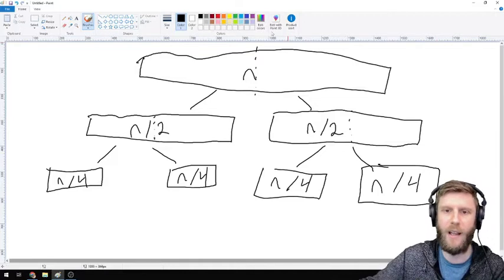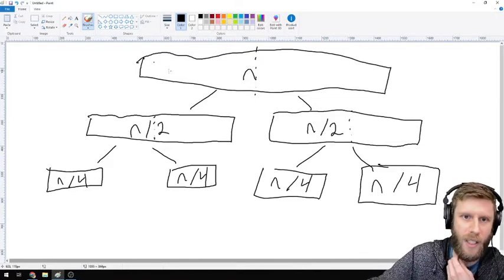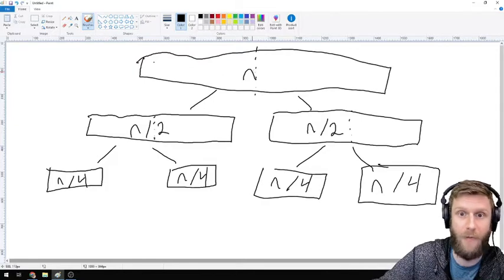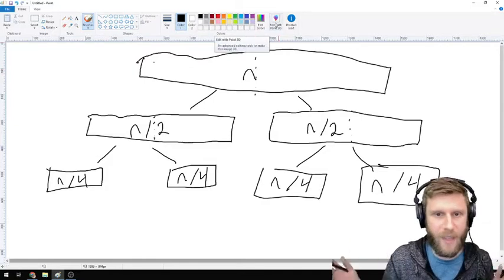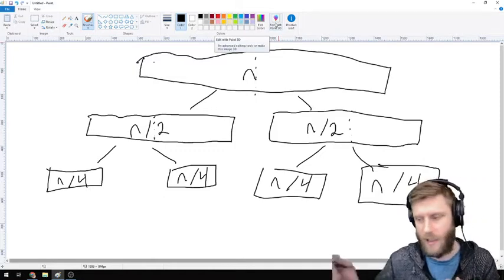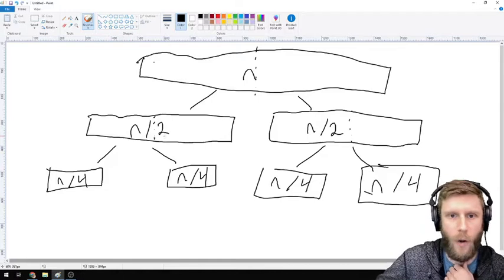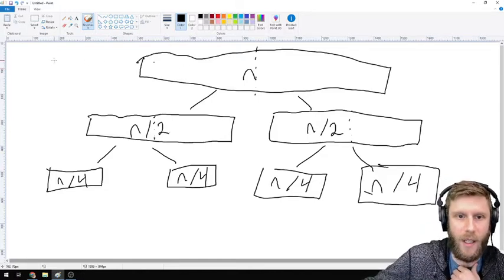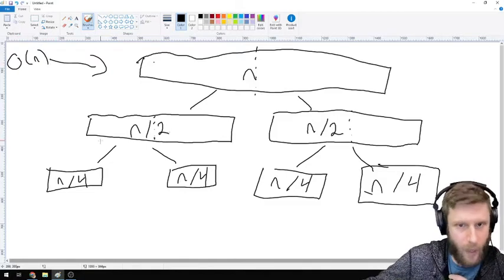And let's think, how much work is it to split this in half? Well, first, I'm going to look at the first half of the n things, and then the second half of the n things. To split these things into two separate collections, it's linear time. So this right here, to split, that's linear time, order n.